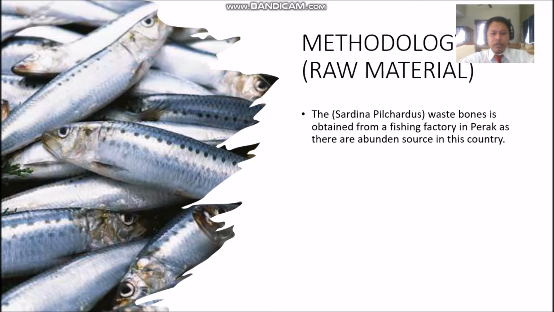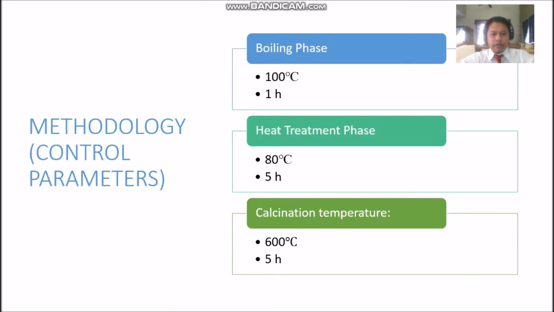The Sardina pilchardus is purchased and obtained as byproduct waste from a fishing factory in Perak as there are abundant sources in this country. For the control parameters, based on my summary findings, different techniques of raw material preparation directly affect the bones and hydroxyapatite content.